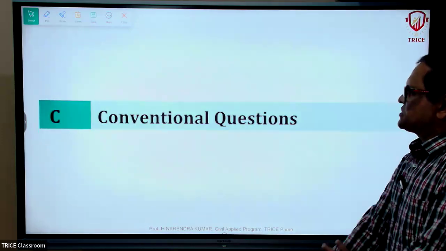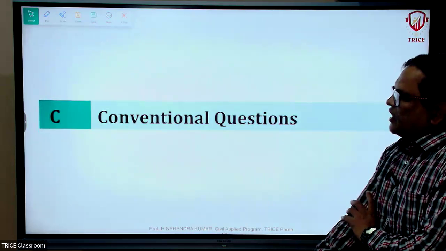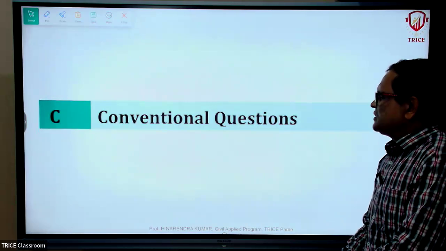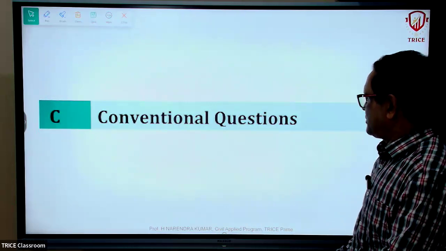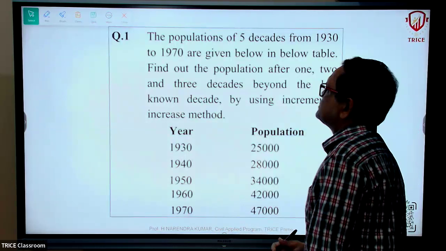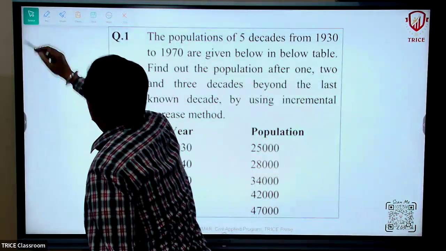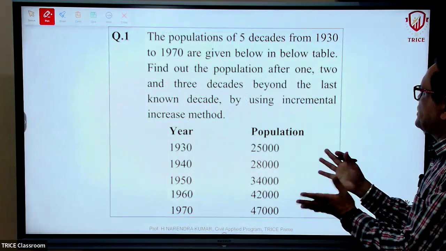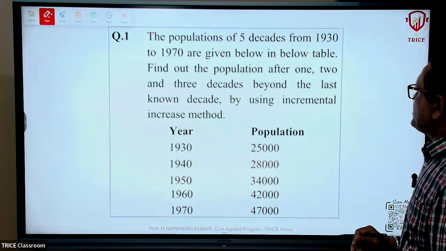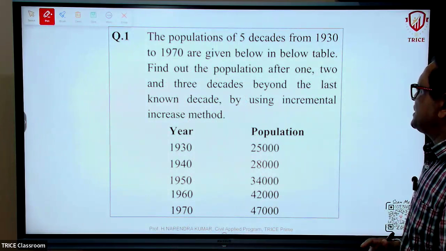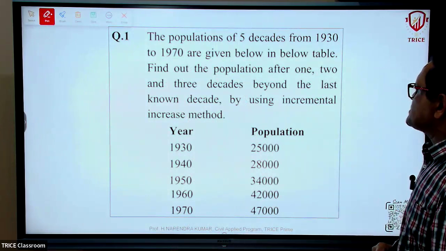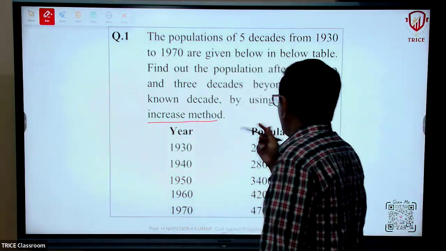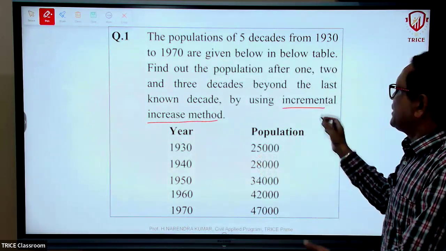Okay, next one is conventional questions. We have chosen conventional questions also. And I'm going to work out some, I won't say complex problems, lengthy problems in population forecasting. So this is one of the problems. Population of 5 decades from 1930 to 1970 is given in the tabular column. So find out the population after 1, 2, and 3 decades beyond the last known decade by using incremental increase method. So we need to choose the incremental increase method. So I'm going to teach in a detailed way.